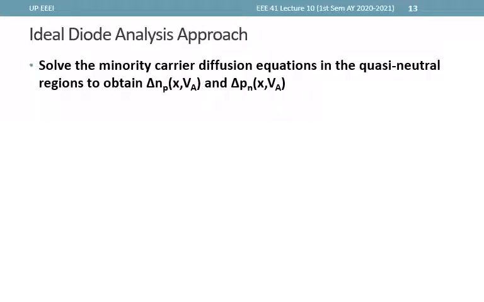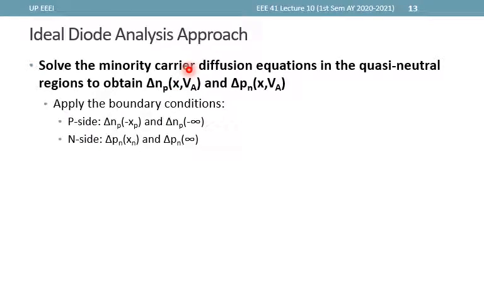So using those assumptions, we will solve the MCDE at the quasi-neutral regions to get some function of the excess carrier concentrations as a function of both space and the applied voltage. We'll apply these boundary conditions. So we have some value of the excess minority electrons at the edge of the depletion region, and also for the minority holes at the edge of the depletion region at the N side.